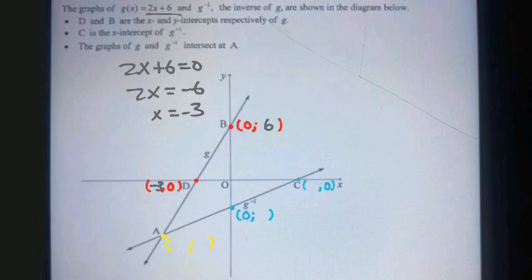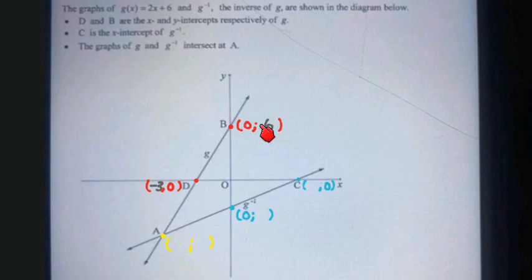All right, so now this is called the y-intercept. The inverse will be the x-intercept. The y becomes the x. If y is 6 here, x is 6 over there. Happy? So it's 6 there. This one is the x-intercept. The x-intercept becomes the y. If x is minus 3, y will be minus 3 here. So this is minus 3. That is the inverse. All right.